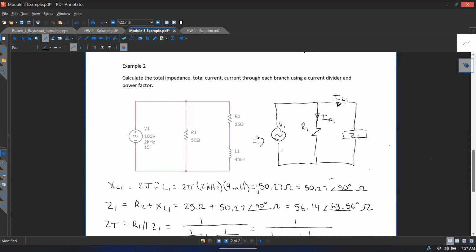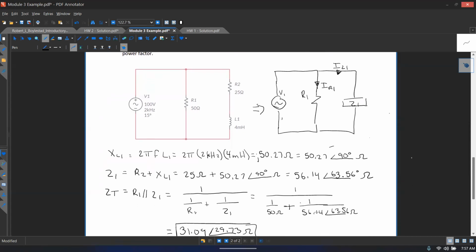So example 2 says calculate the total impedance, total current, and current through each branch using a current divider and the power factor. All right, so the first step, just like what we did before, is to convert everything to its respective reactance. In this case, we only have an inductor. We don't have a capacitor this time. And so we want to do that accordingly. So XL1 equals 2 pi F L1. And once you calculate that out, you get 50.27 at an angle of 90 degrees.